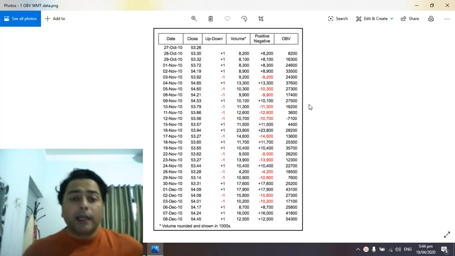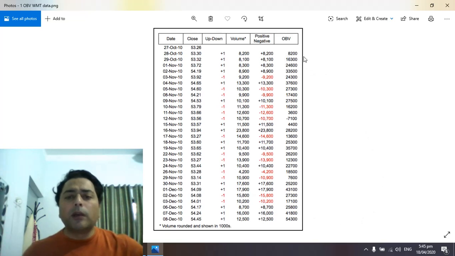It is a momentum indicator, as I just told you, and it generates more actionable signals than other volume indicators or histogram red and green lines, as can be seen below the price charts. This is Walmart volume and closing price data from 27th of October 2010 to 10th of December 2010. This is just to show you the running total or cumulative volume, which can be seen in the last column stated as on balance volume.